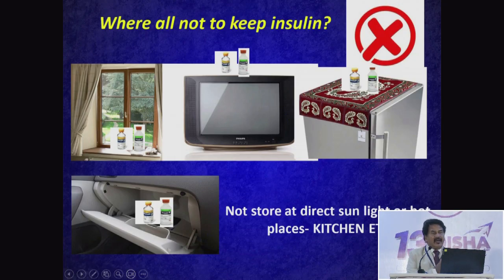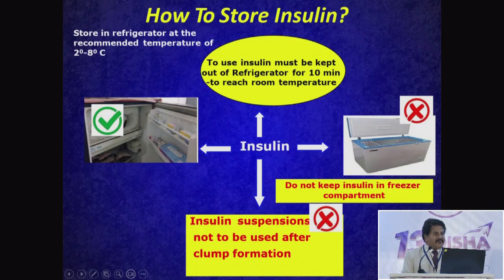In general, once the vials are in use, where to keep and where not to keep? Do not store in direct sunlight or hot places, like the kitchen, and you should not keep it on the dashboard of the car. Keep it in the fridge at 2 to 8 degrees Celsius, not in the door of the fridge. You have to keep it in the middle compartment.